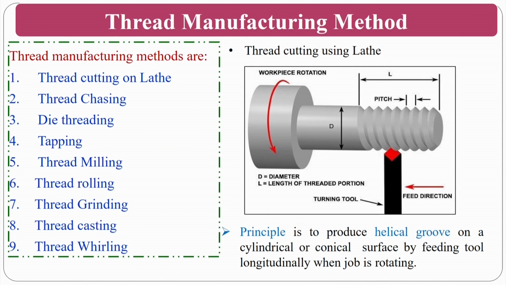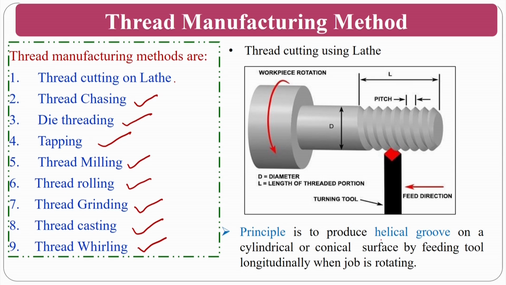Thread cutting or thread manufacturing can be done by various techniques. First and foremost, the basic technique is thread cutting using a lathe, thread chasing using a chasing dial, die threading, tapping, thread milling, thread rolling, thread grinding, thread casting and thread whirling. All these are the varieties of manufacturing techniques for these threads.